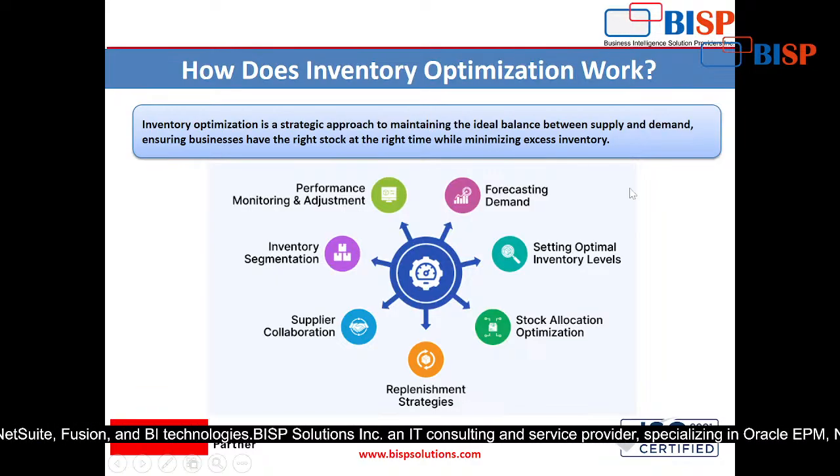Again, the same thing: forecasting demand, setting optimal inventory levels, stock allocation optimization, replenishment strategies, all these are things. Supplier collaboration, fine. Inventory segmentation is related to bin numbers and area numbers, which is in depth in the inventory, so we will not go into that. Performance monitoring and adjustment, okay.